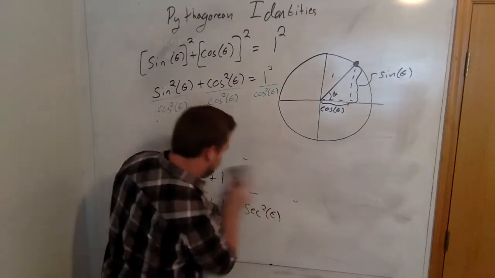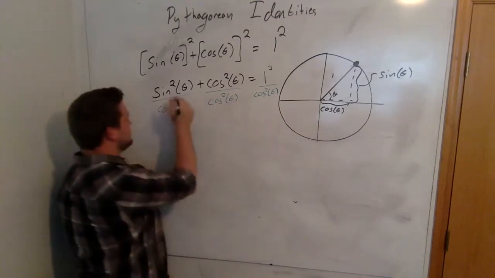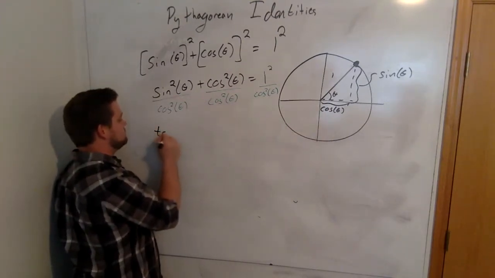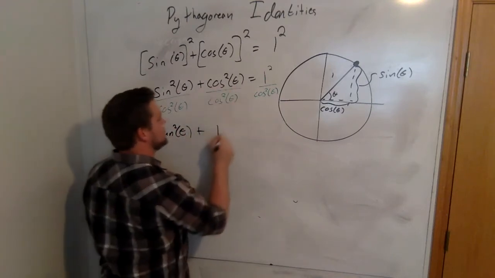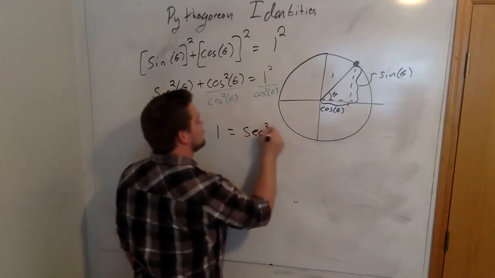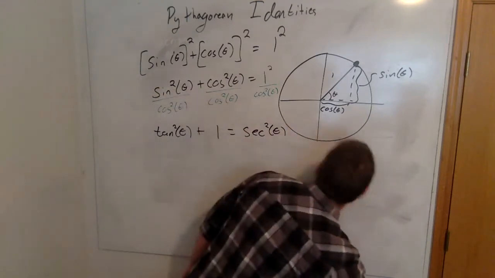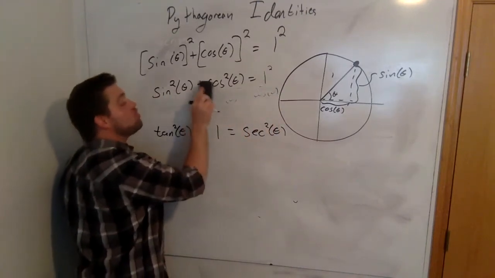I just think to myself, well, sine squared over cosine squared, that's tangent squared. Okay, cosine squared over cosine squared, that's 1. 1 over cosine squared, that's the same thing as secant squared of theta. And here we have the second Pythagorean identity. Notice I held on to 1.